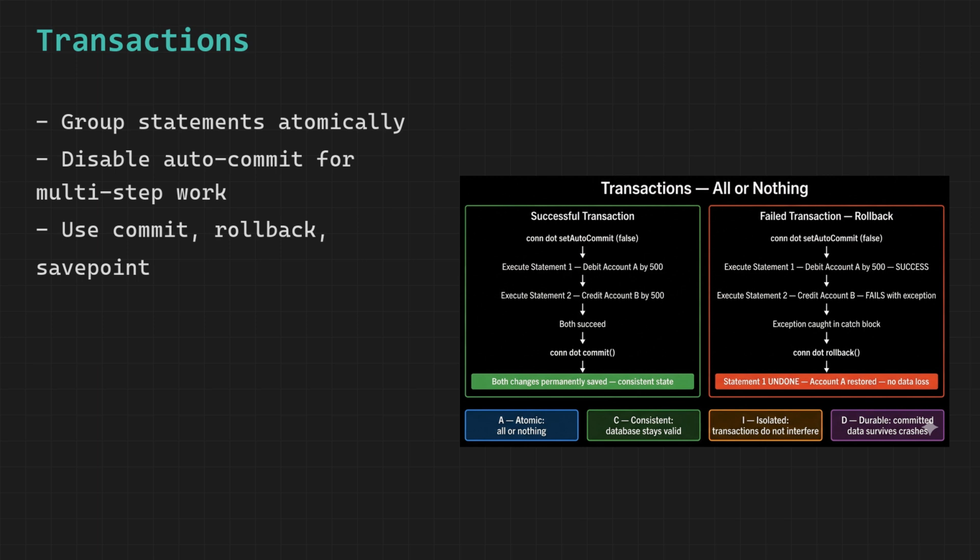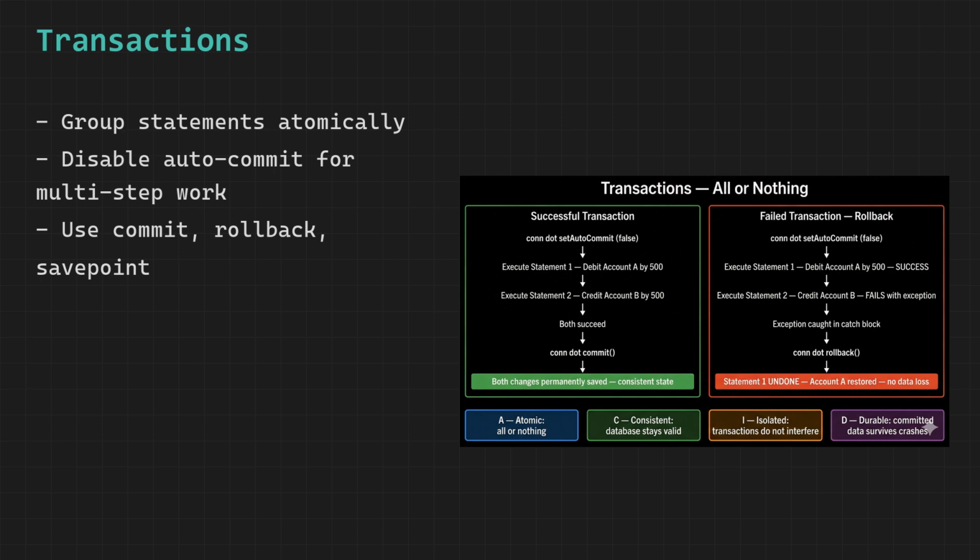Transactions solve this by grouping multiple statements into one atomic unit. Either all statements in the transaction commit, their changes become permanent, or none of them do. If anything fails, a rollback reverts every statement in the transaction back to the state before the transaction began. The database is restored to consistency.